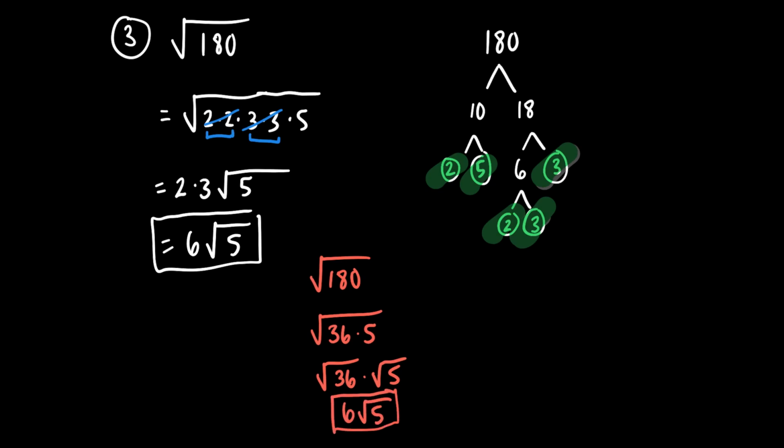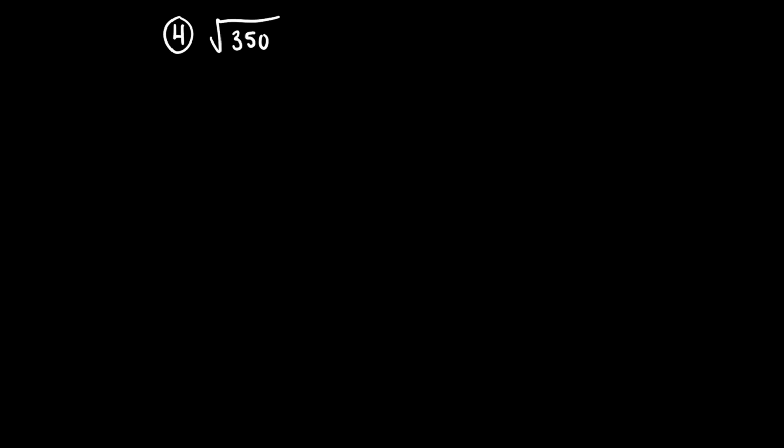I probably have some students in my class who are just going to be stubborn and be like, well, I'm going to do this method anyway, just to prove you wrong. And I'll be like, okay, that's fine. More work for you. All right, 350, the square root of 350.